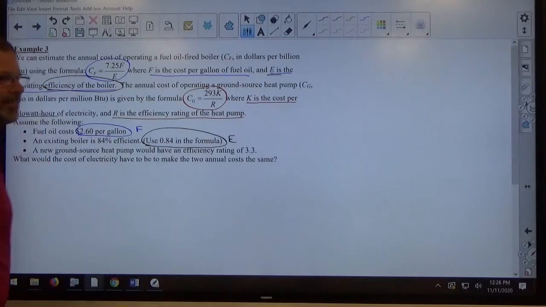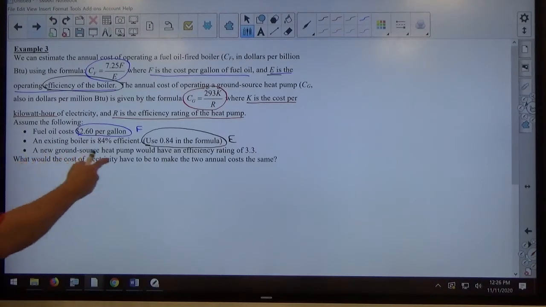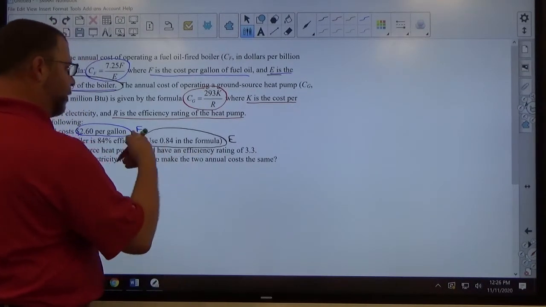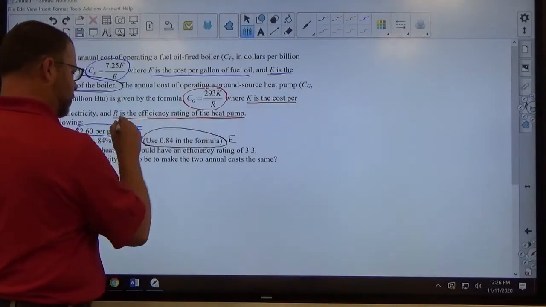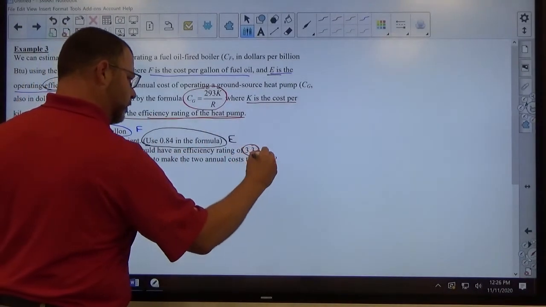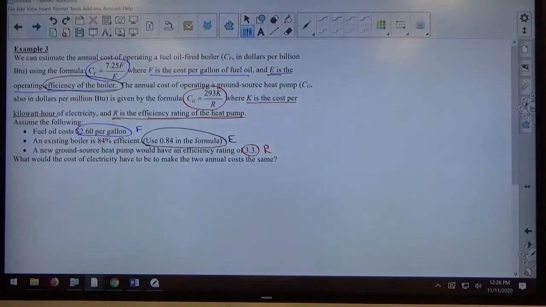All right, next. A new ground source heat pump would have an efficiency rating of 3.3. What letter is that? R, right? Efficiency rating of the heat pump is R, so this is R. And notice 3.3 is a decimal number, so that's good to go. It's not a percent.